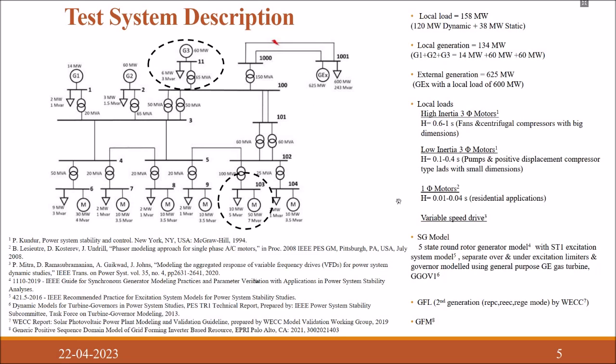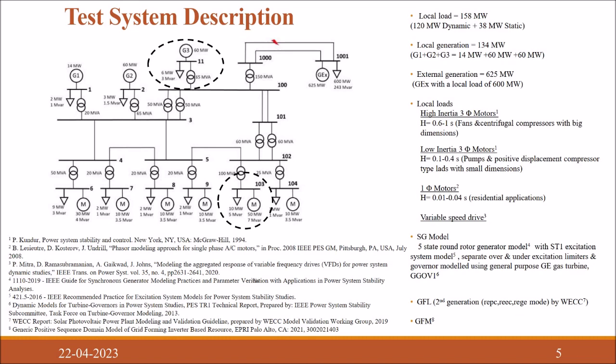Four types of local loads are considered. Initially they are dynamic and static loads. These which we are talking about are actually the dynamic loading, where the high inertia three-phase motors. So let's talk about the test system. Here we have a local generation of 134 megawatt with generator 1, generator 2 and generator 3. They have 14 megawatt, 60 megawatt and 60 megawatt of capacity. External generation of 625 megawatt with a local generation of 600 megawatt.